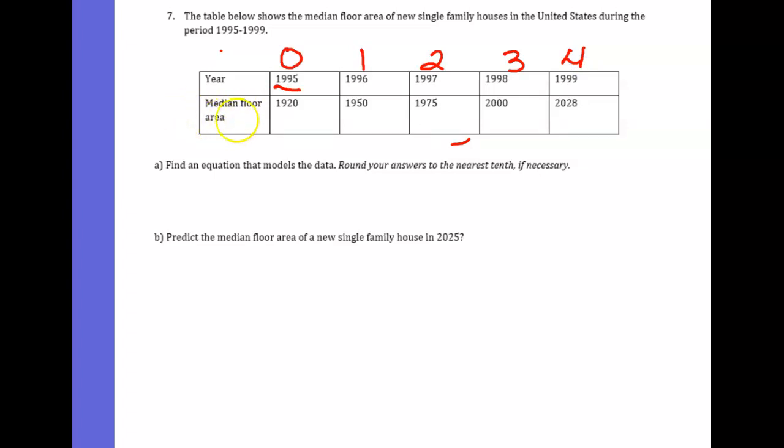The median floor area, even though these look like dates, they're not dates, it's the area in square footage. So you're just going to leave that as 1,920, 1,950. The only ones we're going to get rid of are the dates again. Those are the only ones we change. You can pause the video, and when you come back, you should have the equation that models the data as y is equal to 26.6x plus 1,921.4.